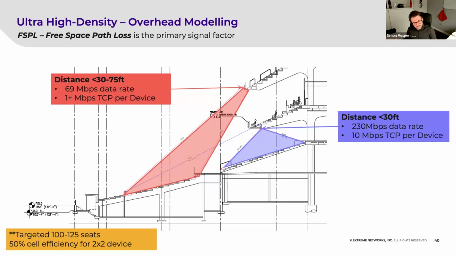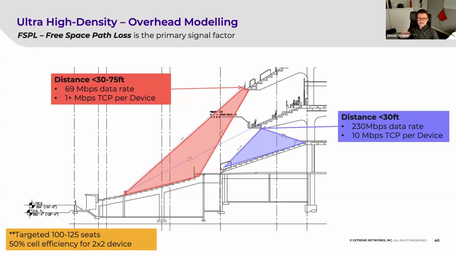We can use the wider beam width on the directional stadium access point. Anything up to about 30 feet, we can get a 230 megabits per second data rate, which, with the targeted 100 to 125 seats, 50% cell efficiency for a 2x2 device, and some assumptions there, gives about 10 megabits per second of TCP/IP throughput per device.